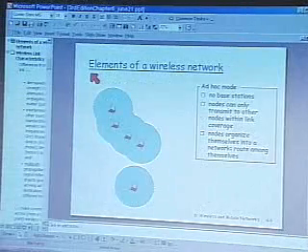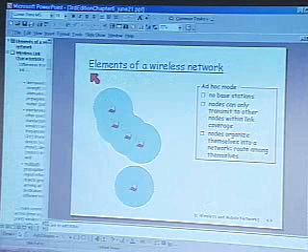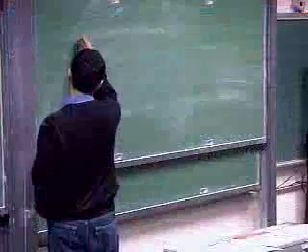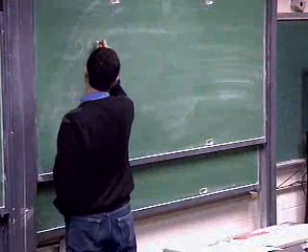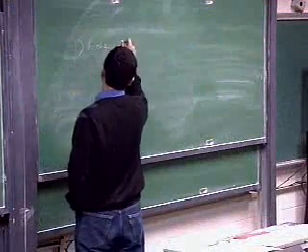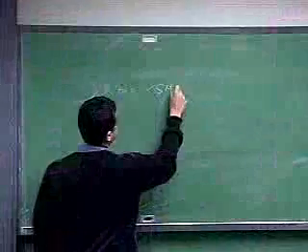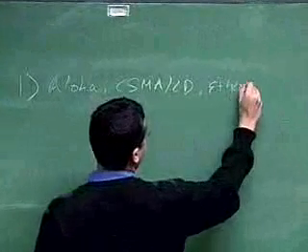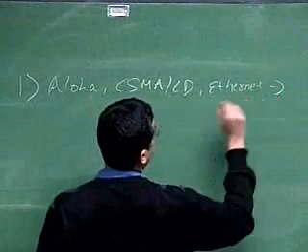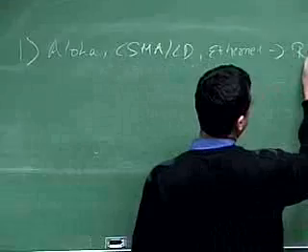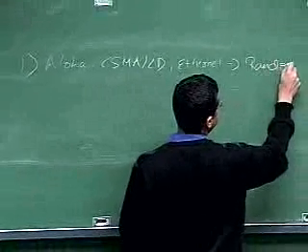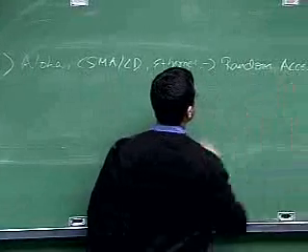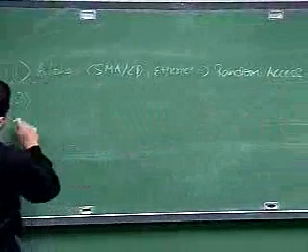So what are the kinds of MAC protocols we have looked at? Well, we looked at Aloha, CSMA, CD, Ethernet. All of them are random access protocols.